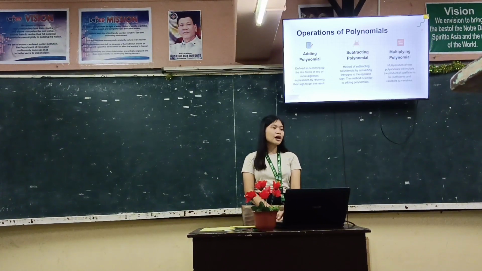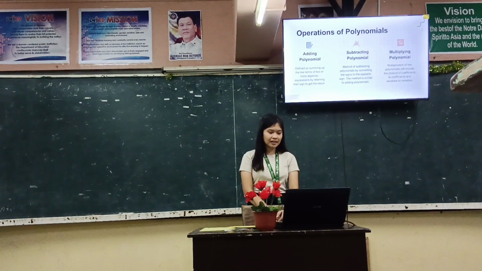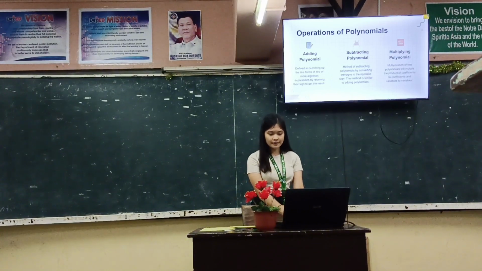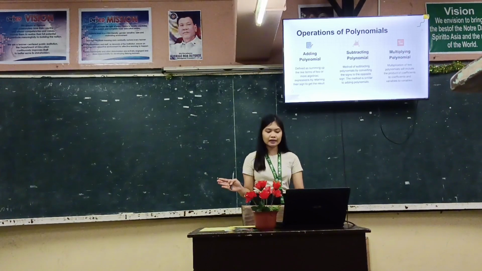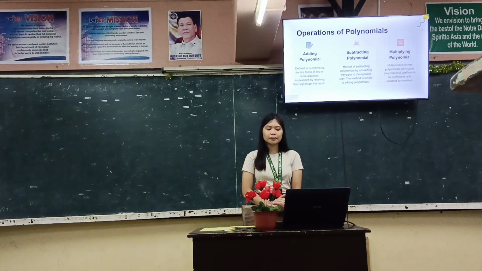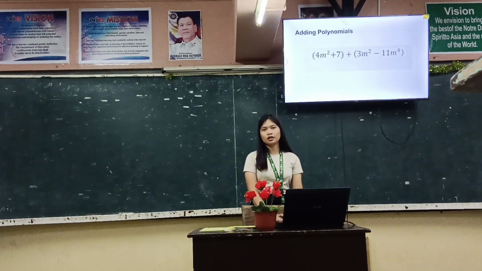Subtracting polynomials is a method of subtracting by converting the signs to the opposite sign. The method is similar to adding polynomials. So when we say subtracting polynomials, first let us also define the like terms and combine them. The signs of the subtrahend are changed and we proceed with the addition. For multiplying polynomials, the multiplication of two polynomials will include the product of coefficients and variables to variables. So let us now proceed to our examples.